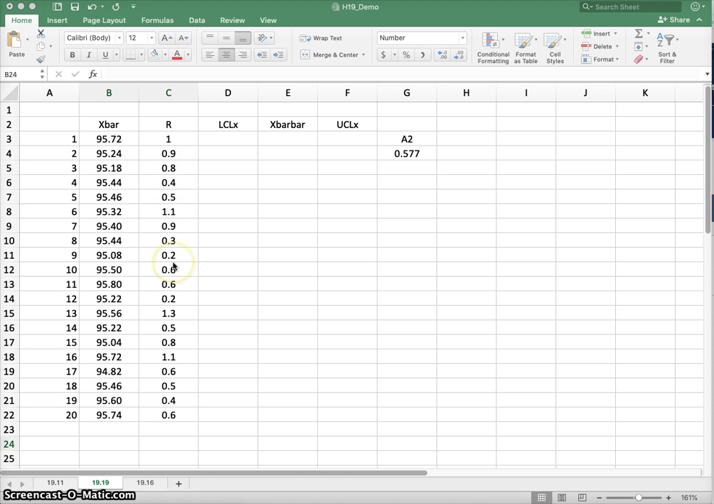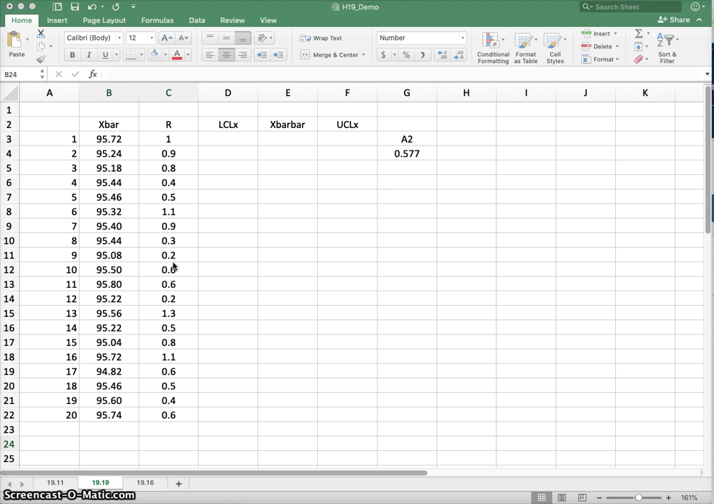Now what we want to do is figure out what the upper and lower control limits are for X bar and for R, so that we can tell if this process is in control, or if we have a problem, we need to stop the process and fix it.